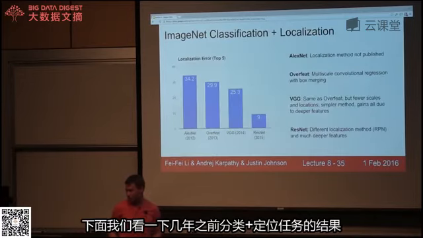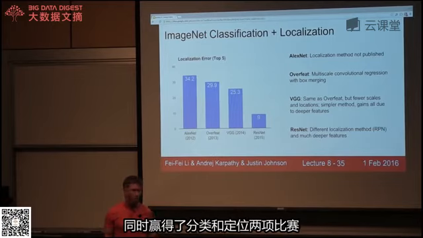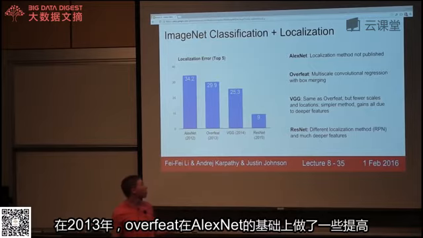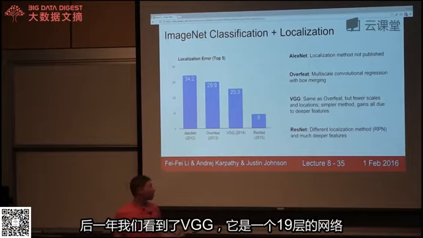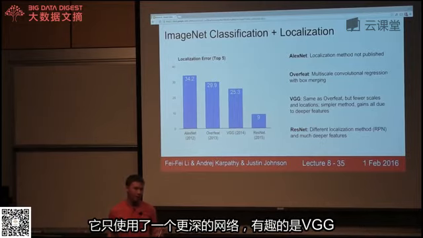OK, good. Right, so actually we can look at the classification plus localization results on ImageNet over the last couple years. So in 2012, Alex Krizhevsky, Geoff Hinton, Ilya Sutskever won not only classification, but also localization. But I wasn't able to find any published details of exactly how they did that. In 2013, it was the OverFeat method that we just saw, which actually improved on Alex's results a little bit. The year after, we talked about VGG and their really deep 19-layer network. They got second place on classification, but they actually won on localization. And VGG used basically exactly the same strategy that OverFeat did. They just used a deeper network.